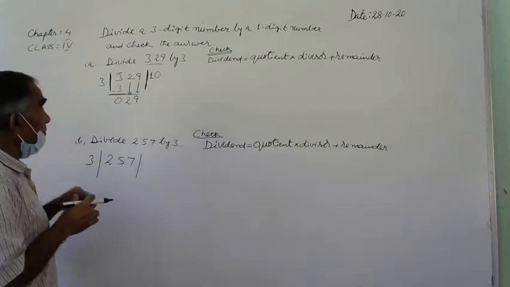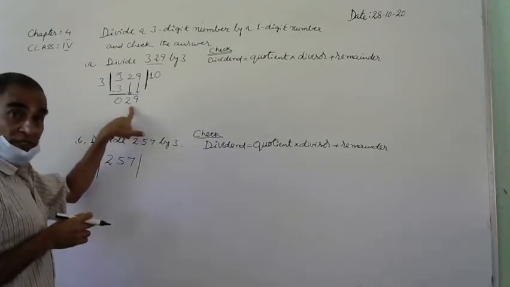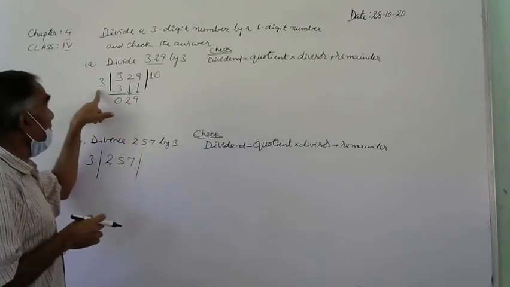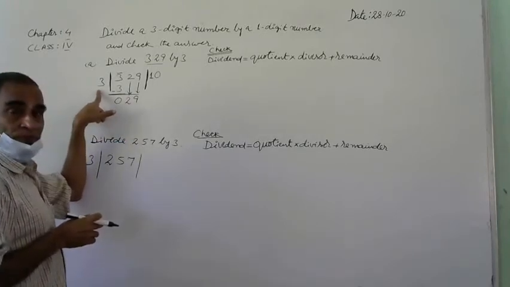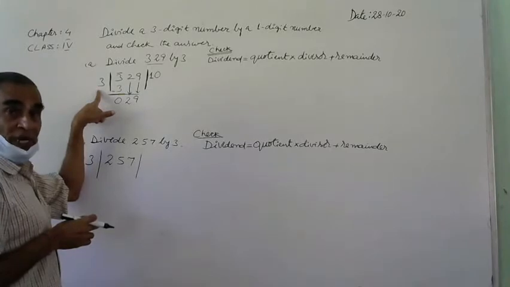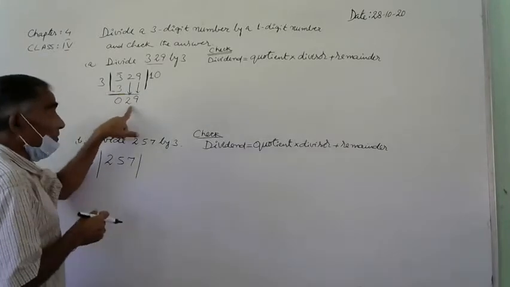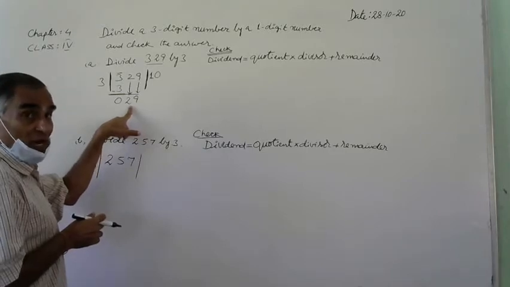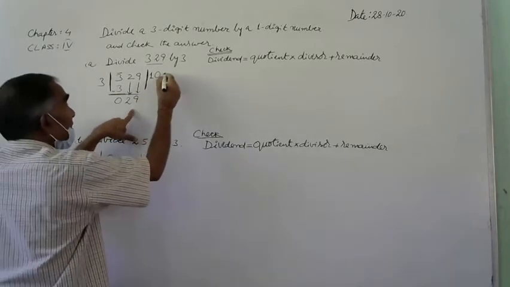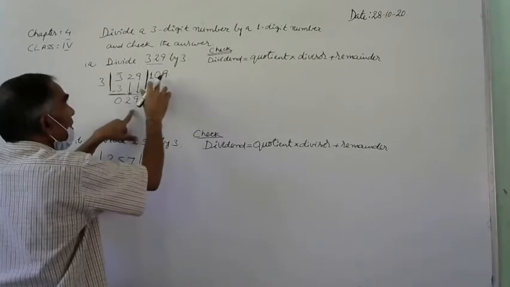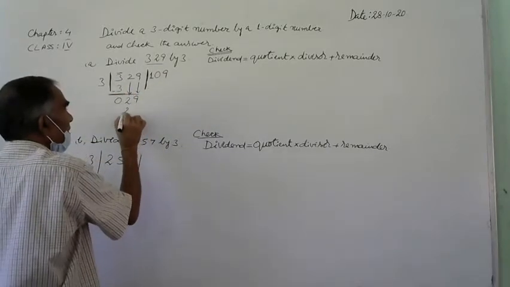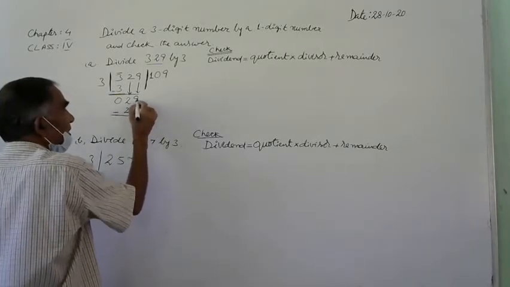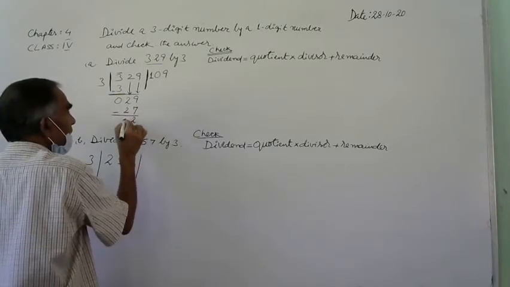Okay. Now what is it? 29. Is it smaller than the divisor? No, it is bigger. Now you recite the 3 table. 3 eights are 24. 3 nines are 27. 27 is smaller than 29. 3 tens are 30. 30 is bigger than this. Therefore you take 3 nines. 3 nines are 27. You write 27 and subtract. 9 minus 7 is 2. 2 minus 2 is 0.